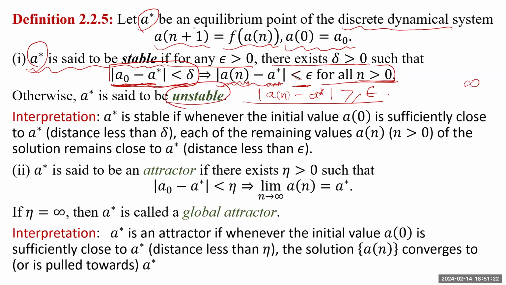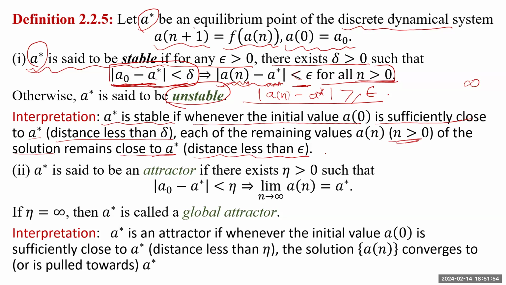So in other words, a* is stable if whenever the initial value a_0 is sufficiently close to a*, that is, a distance less than delta, each of the remaining values a_n, where n greater than 0, of the solution remain close to a*, that is, a distance less than epsilon. So that is called stable, right?